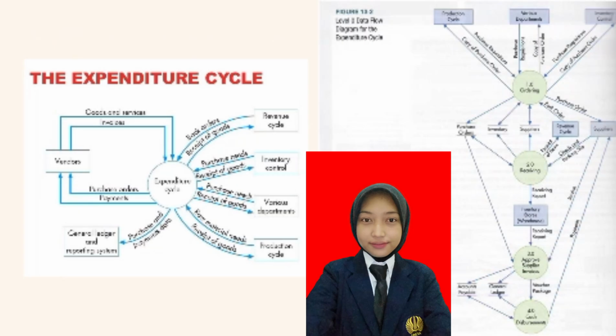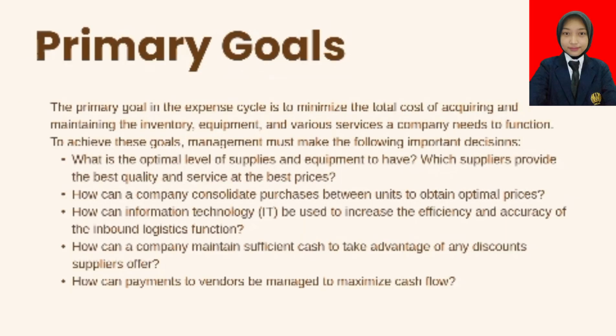The primary goal in the expenditure cycle is to minimize the total cost of acquiring and maintaining the inventory, equipment, and various services a company needs to function. To achieve these goals, management must make important decisions, such as: what is the optimal level of supplies and equipment to have, and which suppliers provide the best quality and service at the best prices?